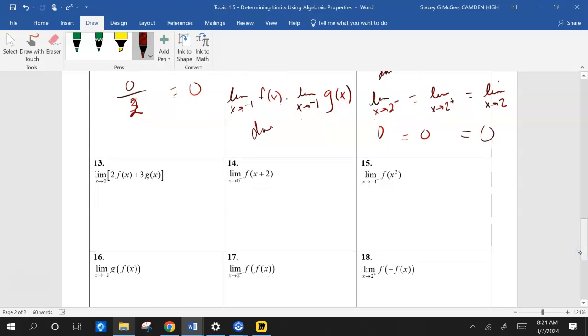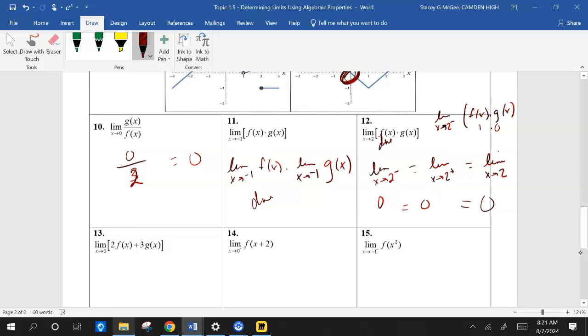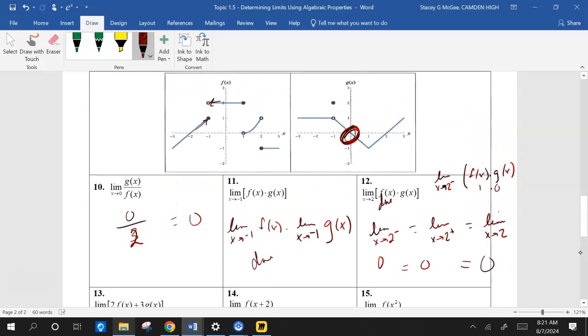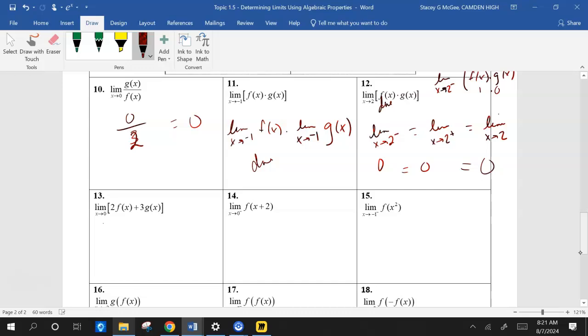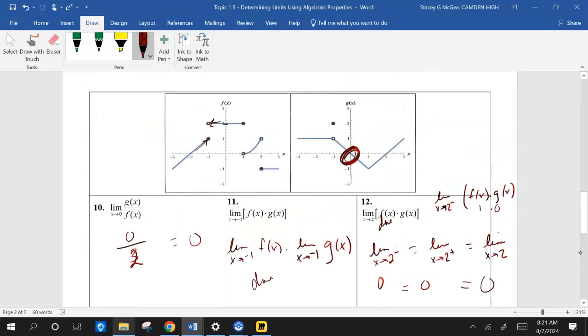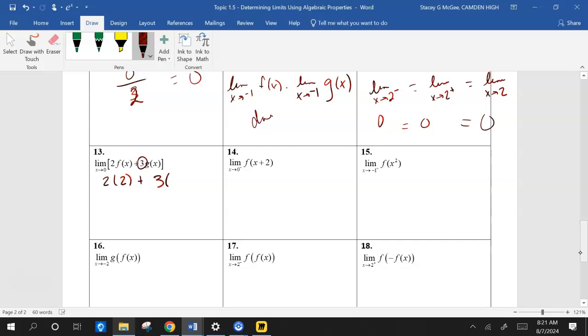Y'all need this one? Yes? All right, so the limit as I go to 0 on f, it's 2, right? So I've got 2 times 2 plus, because this number can come outside the limit, 3 times, what's the limit as I go to 0 on g? 0. 4.